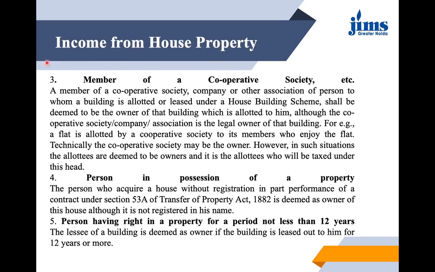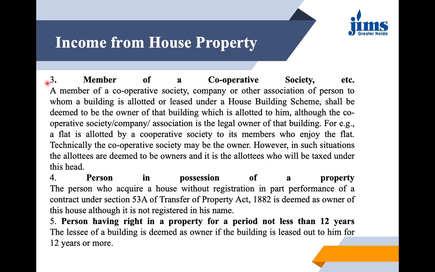Then further, it can be a member of a cooperative society, or a company or the association of persons to whom a building is allotted or leased under the house building scheme. He would be deemed to be the owner of that particular building if it is allotted to him. Although the cooperative society, company, association remains the legal owner of that building, as that particular flat is being allotted by the society to its members who enjoy that flat, technically the cooperative society is the owner, but in that situation the allottee to whom that flat or the piece of land is allotted is deemed to be the owner, and he is supposed to pay the tax on that particular land.